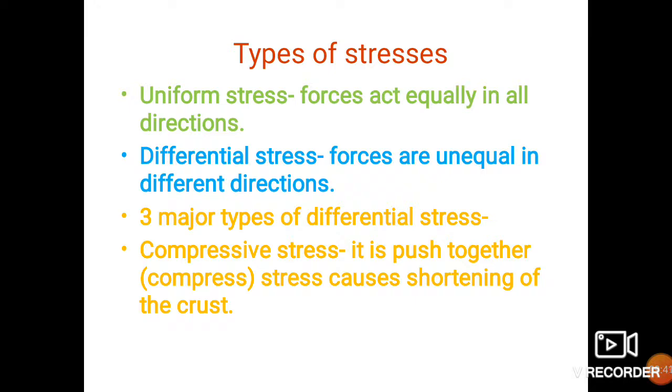There are three major types of differential stresses. First is compressive stress. Compressive means it causes compression, or it tries to compress the rock, a push-together stress, and it causes shortening of the crust. Crust means the uppermost layer of the earth's surface. It is called the crust. And when a compressive stress acts on this crust, it tries to compress the rocks which form the crust, and hence shortening of the crust occurs. Such types of stresses are called compressive stress.